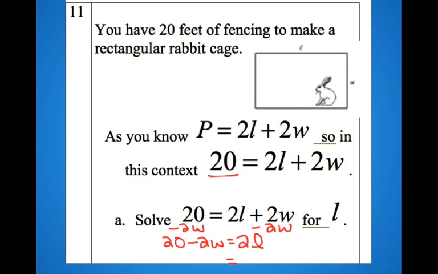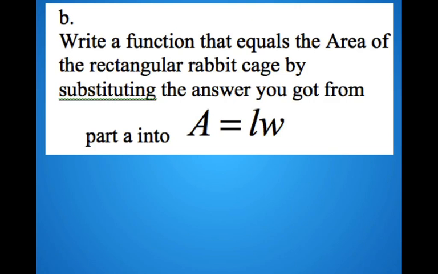And then we divide both sides by 2. And if you divide both sides by 2, then that'll be 10 minus w, dividing both of those by 2. So that's L all by itself, so L equals 10 minus w, I have to remember that. So I'm going to plug that in, 10 minus w, and then the w, I'm still going to just leave that.